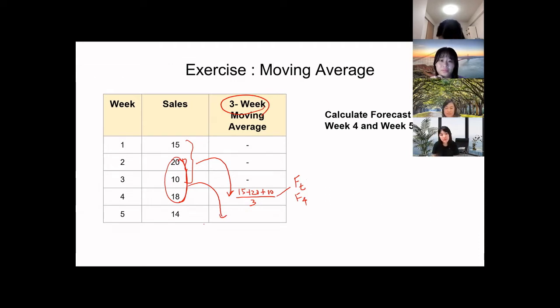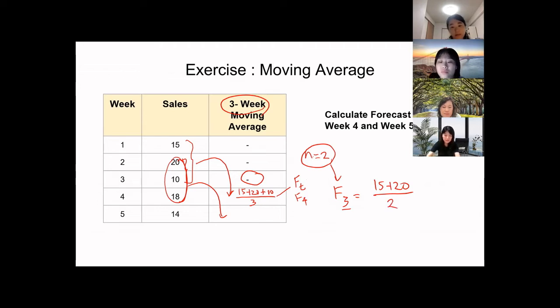If n equals 2, for example, I can find week 3. I want F3. I'm challenging you now. Miho, F3, n equals 2. 15 plus 20 divided by 2. Okay, so you understand that concept. That is the moving average. Moving average is simple.